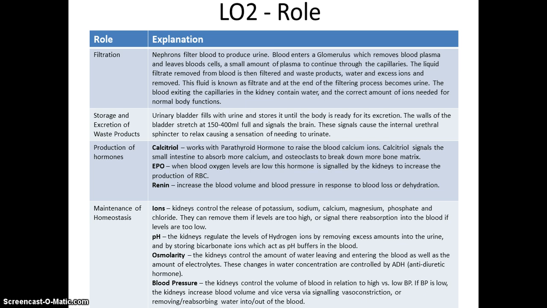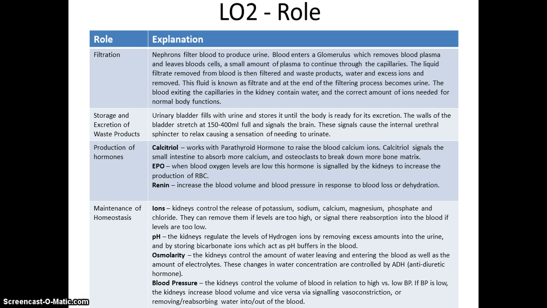We've already discussed the storage and excretion of waste products, so we know that the urinary bladder fills with urine and stores it until the body's ready to excrete it. We know that at around 150 to 400 mils full, it signals the brain that it needs to wee, and through the internal urethral sphincter relaxing, as well as the contraction of the bladder muscles, we go to the toilet. What we haven't discussed yet is the production of hormones and the maintenance of homeostasis. So let's start with the production of hormones.